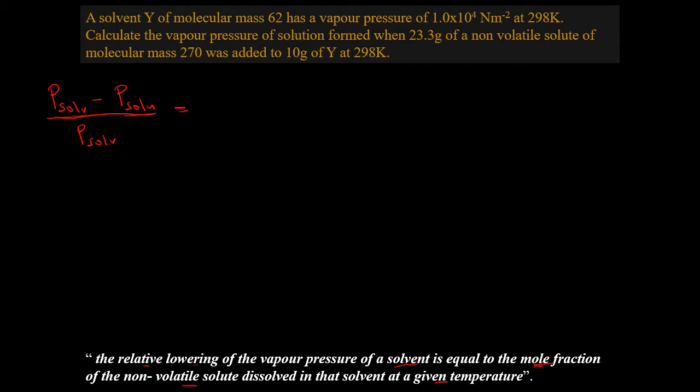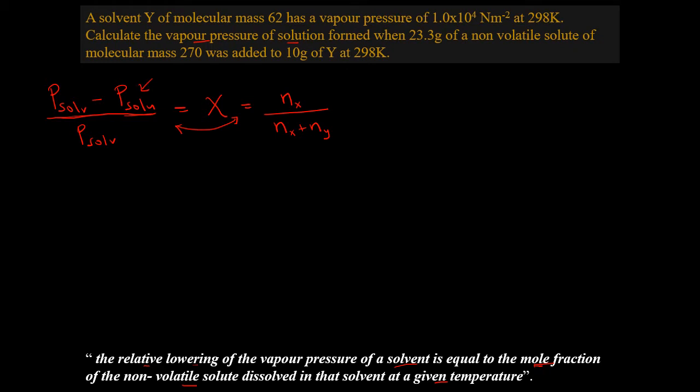So let X be the mole fraction of the non-volatile solute, which is also equal to the number of moles of X, which is our solute, divided by the number of moles of our solute plus the number of moles of our solvent. So we are going to use this one equation to solve for what they have asked for: the vapor pressure of the solution. So we want to find the vapor pressure of our solution.